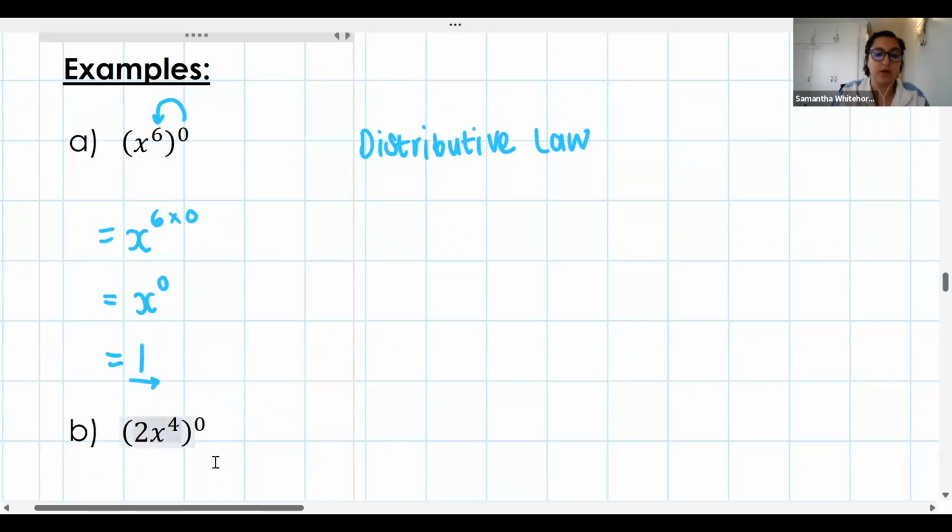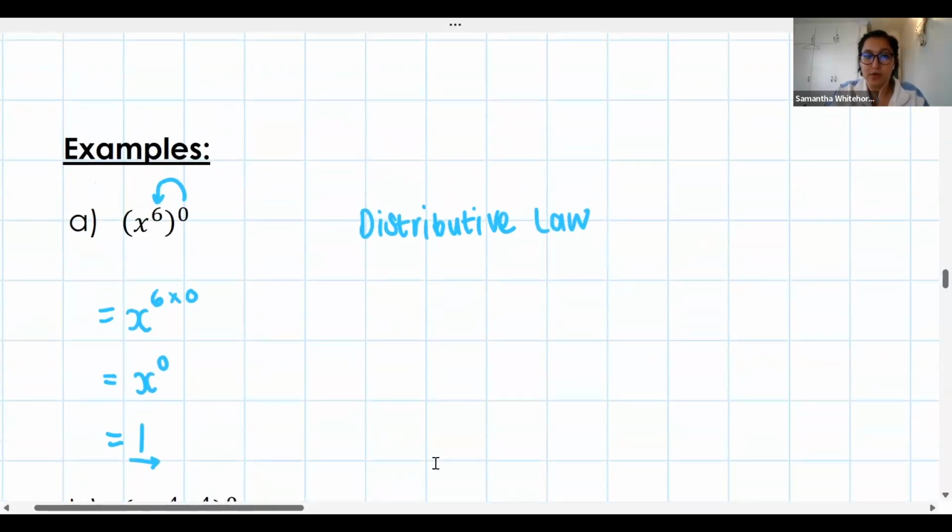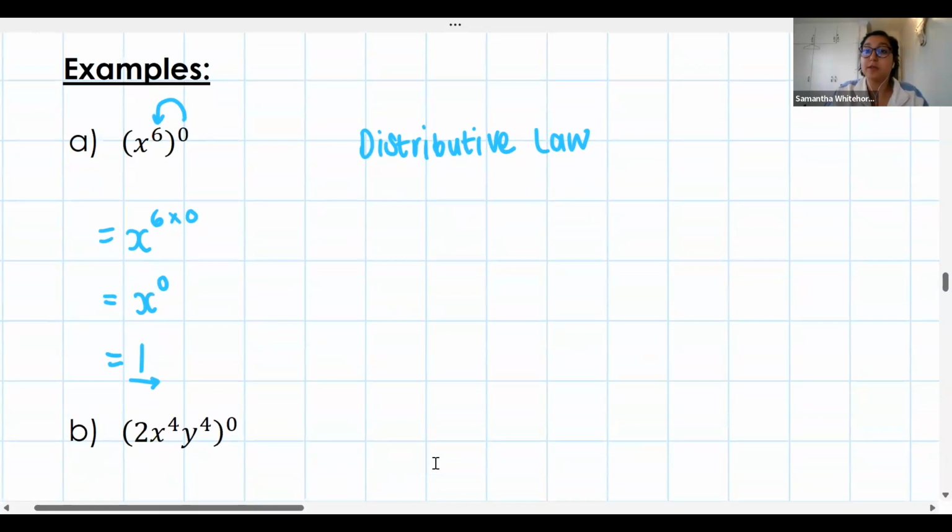Sorry, that is wrong. Guys, your answer is not 0. Your answer is 1. Your exponent is 0, but the value of something to the power of 0 is 1. 6 times 0 is 0, which means that because we've got x to the power of 0, we have got 1. Essentially, what this is saying is x to the power 6 divided by x to the power 6.